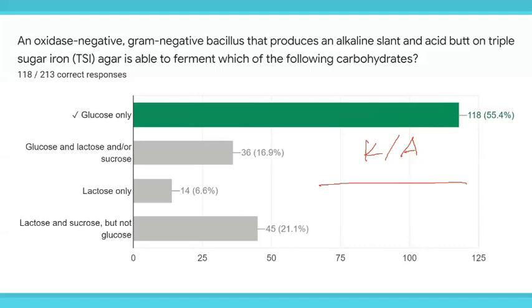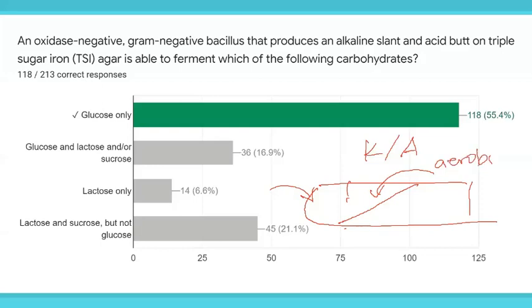So your TSI agar is actually a slant and butt agar. So there's a slant and there's the butt. The slant and the butt actually serve as two separate chambers. The slant is aerobic, whereas the butt is anaerobic. Okay.